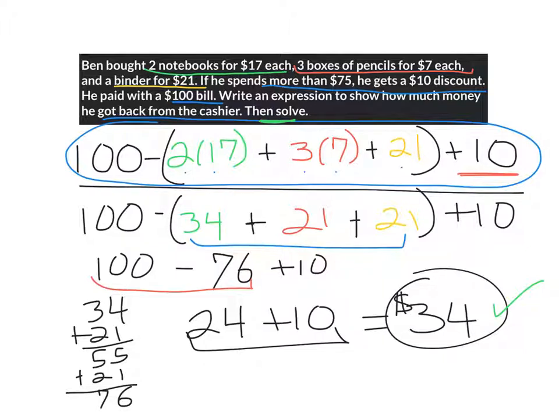Hope this made sense. Definitely use annotations when you have a word problem. Mark it up, underline it, use different colors to help you keep all the information straight. It will definitely help you break it apart into smaller steps.